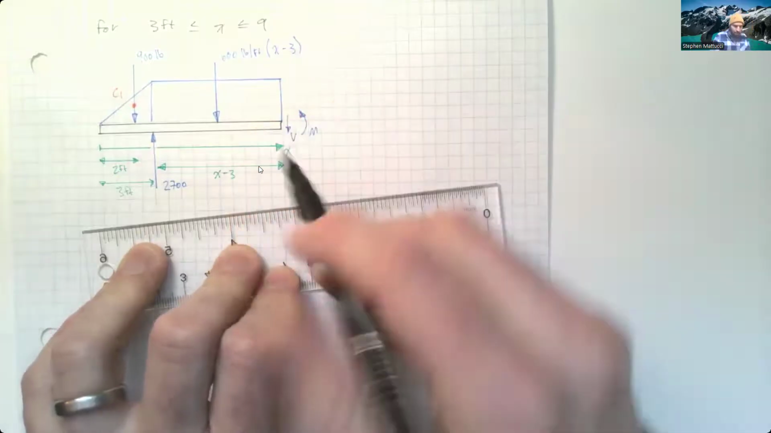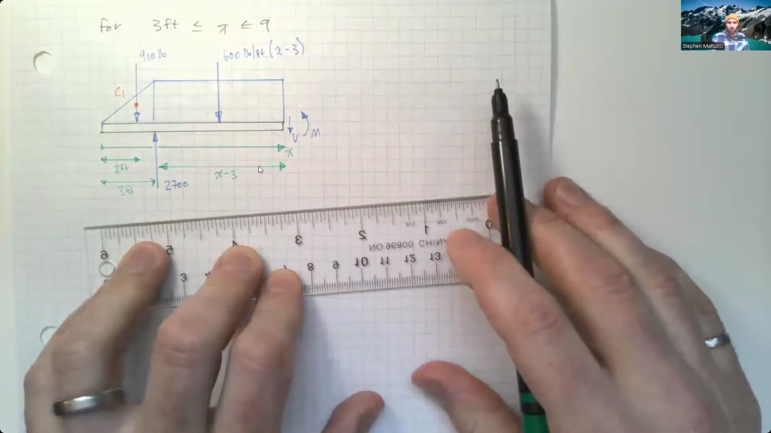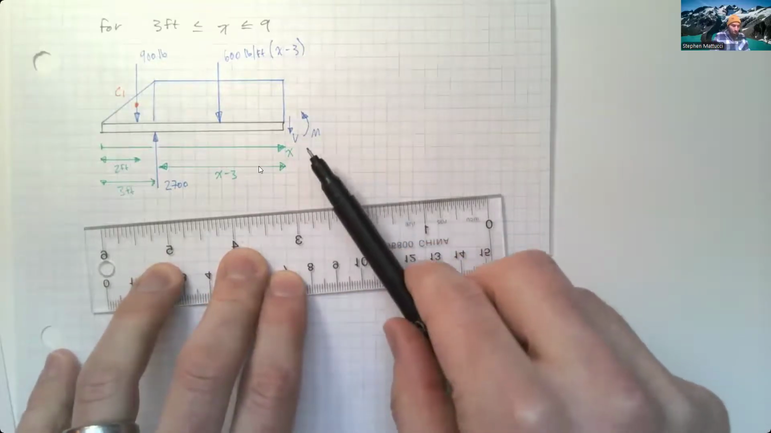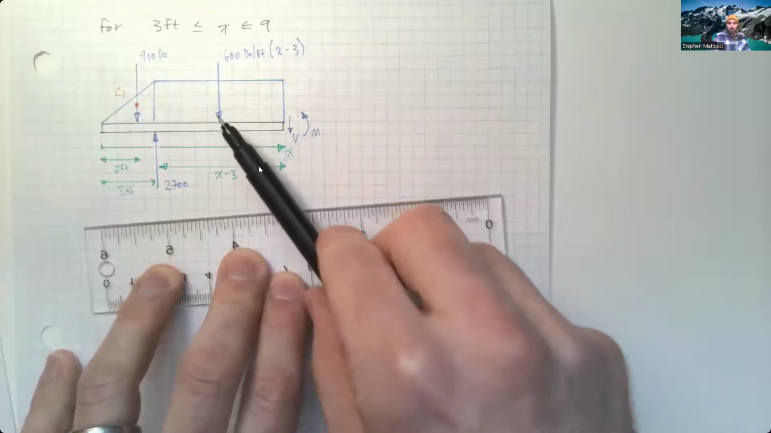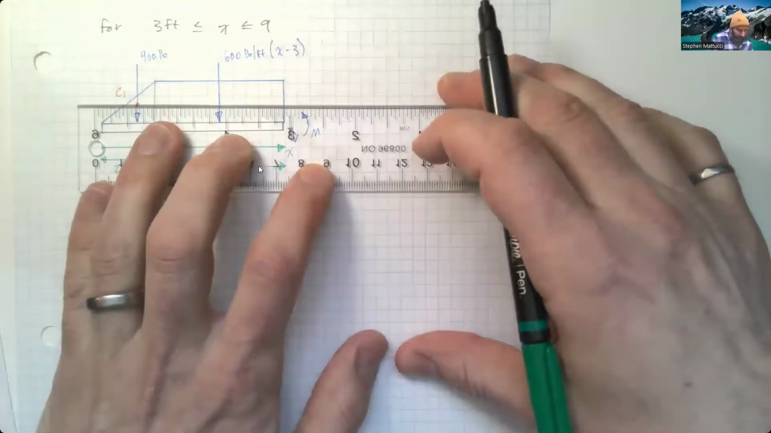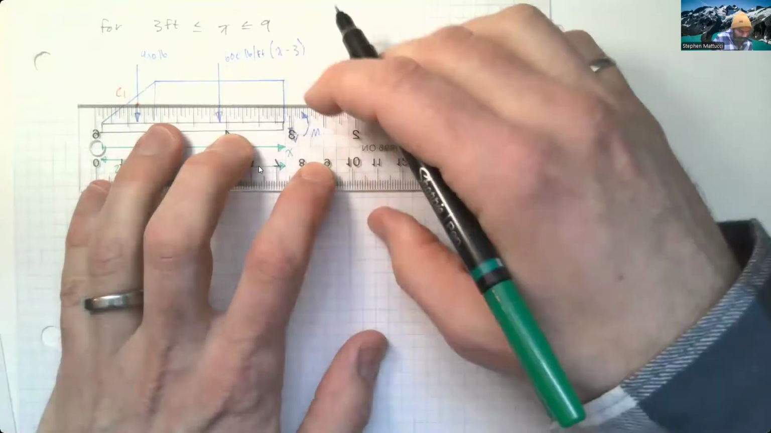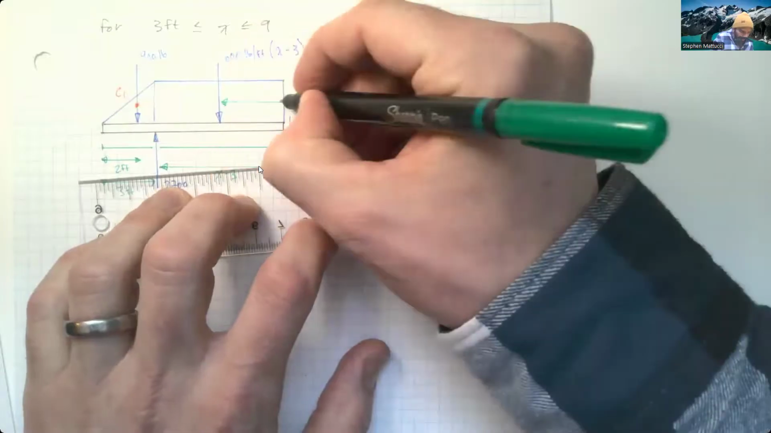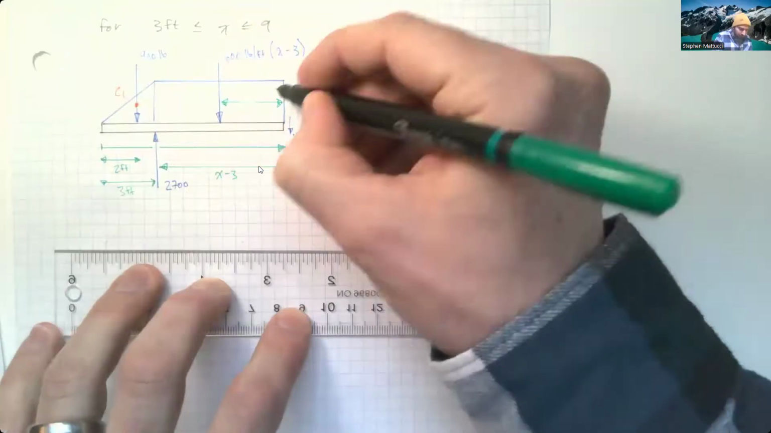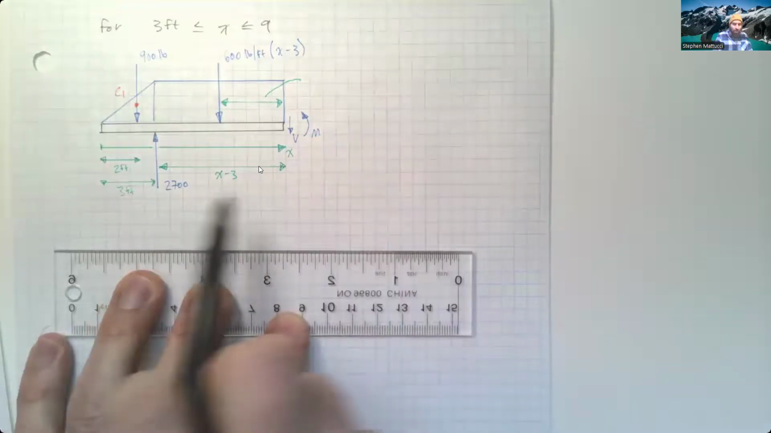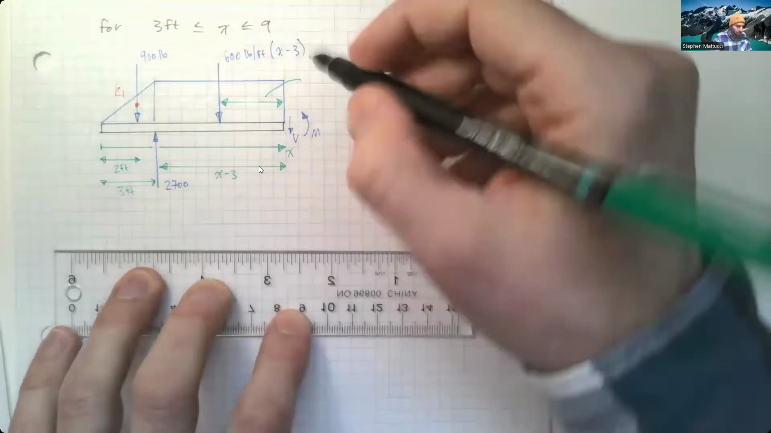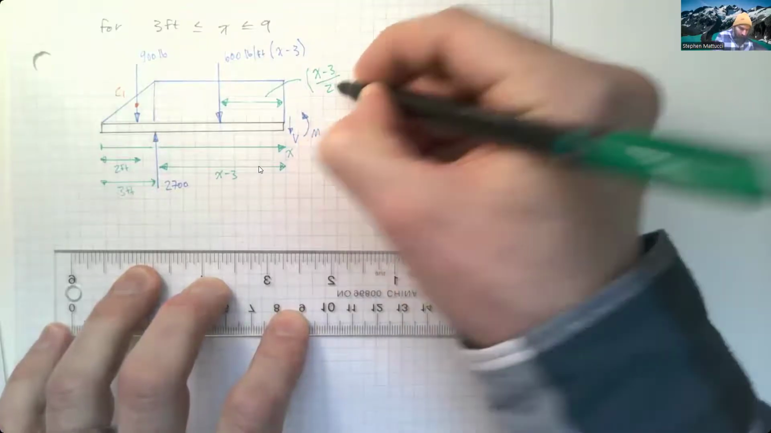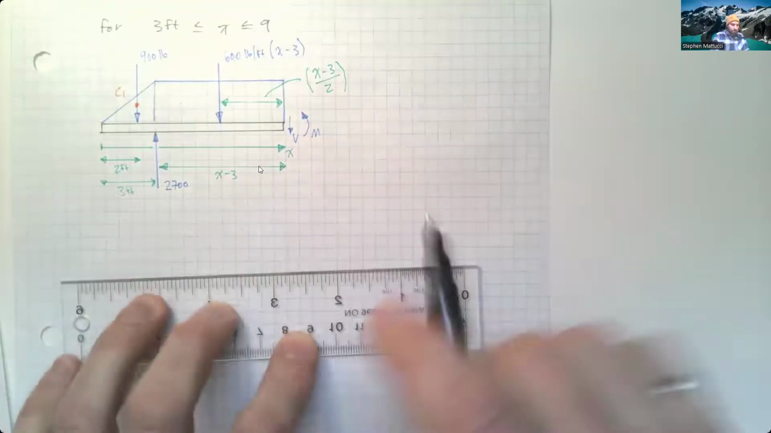X minus 3 is the distance of just our rectangular load. And then finally, when we're going to be calculating our moment, we're going to need to know how far away this resultant force is. So that's this distance here. Just adding it up here to try and save space. So this distance here is going to be half of whatever x minus 3 is. So we can put this in brackets, x minus 3 over 2. It's going to be half of that distance.